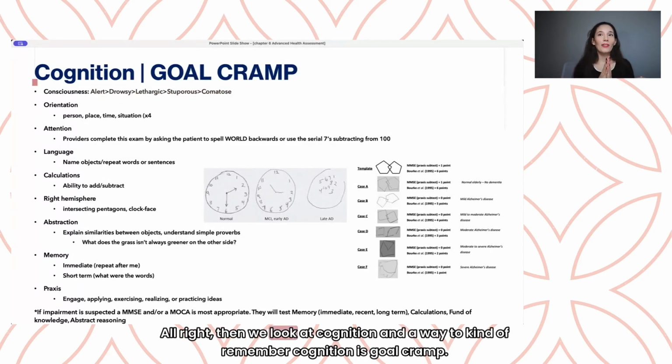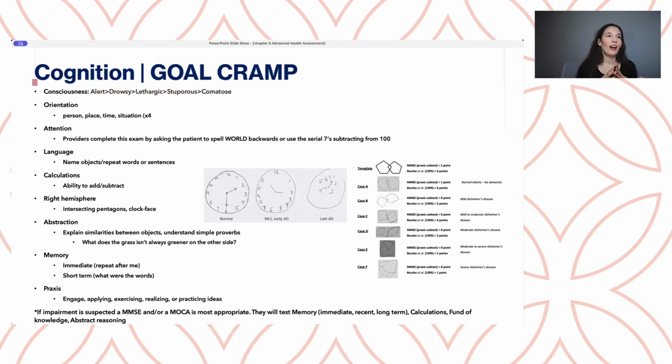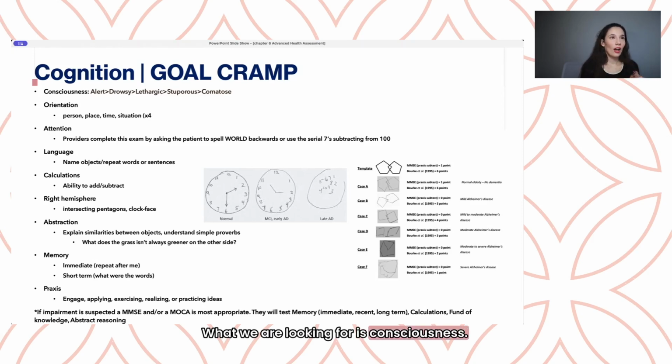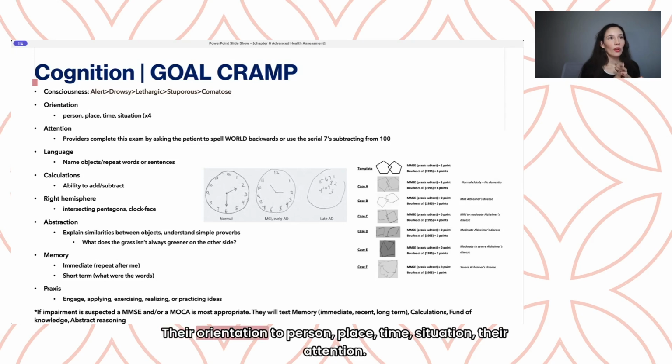All right. Then we look at cognition. And a way to kind of remember cognition is GOAL CRAMP. So what we are looking for is consciousness. Are they alert, drowsy, lethargic, stuporous, or comatose? Their orientation, to person, place, time, situation, their attention.